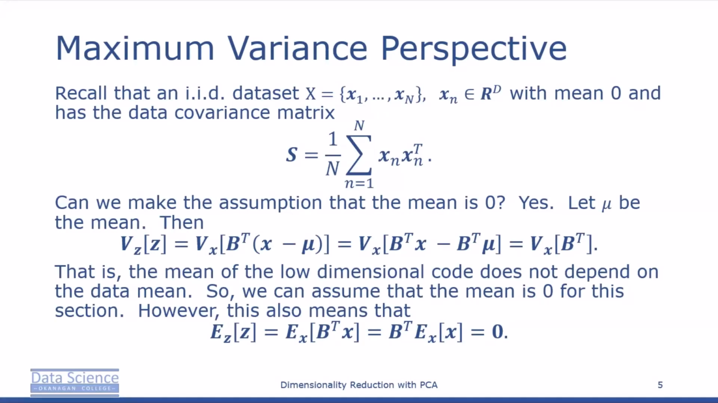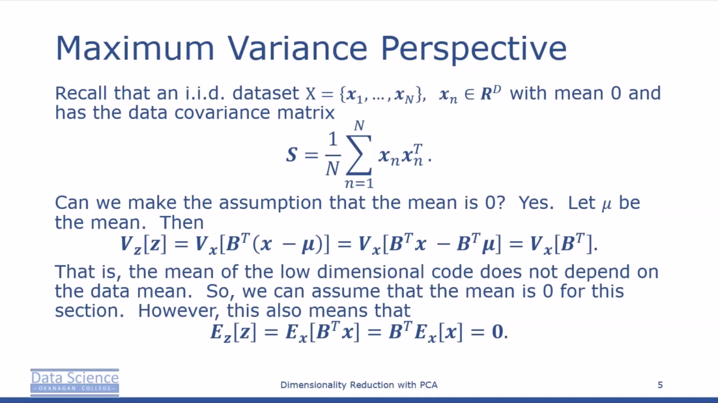The data covariance matrix S equals 1 over N times the sum of x_n x_n transpose. We assume centered data. We can make this assumption without loss of generality. Let's assume that mu is the mean of the data. Using properties of variance, we obtain the variance of z equals the variance of B transpose (x minus mu), which in turn is equal to the variance of B transpose x minus B transpose mu, which is the variance of B transpose x.